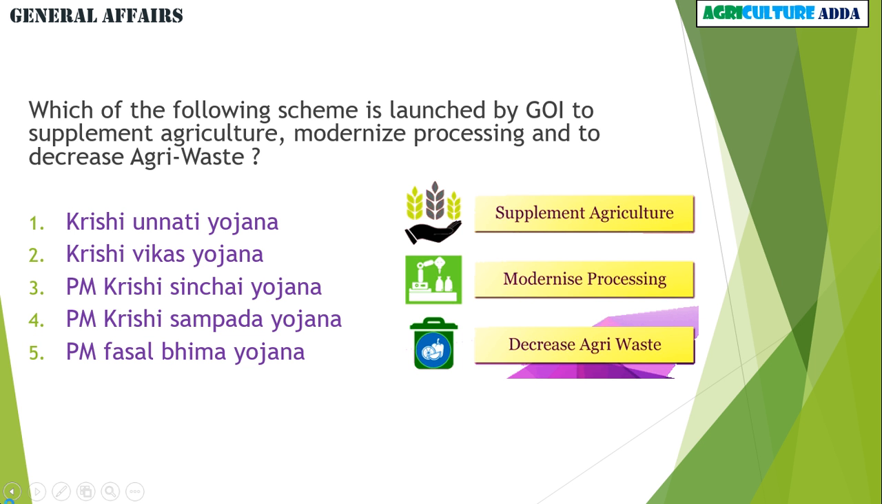Which of the following scheme is launched by Government of India to supplement agriculture, modernize processing, and to decrease agri-waste? Krishi Unnati Yojana, Krishi Vikas Yojana, PM Krishi Sinchai Yojana, PM Krishi Sampada Yojana, PM Fasal Bima Yojana. PM Krishi Sampada Yojana.